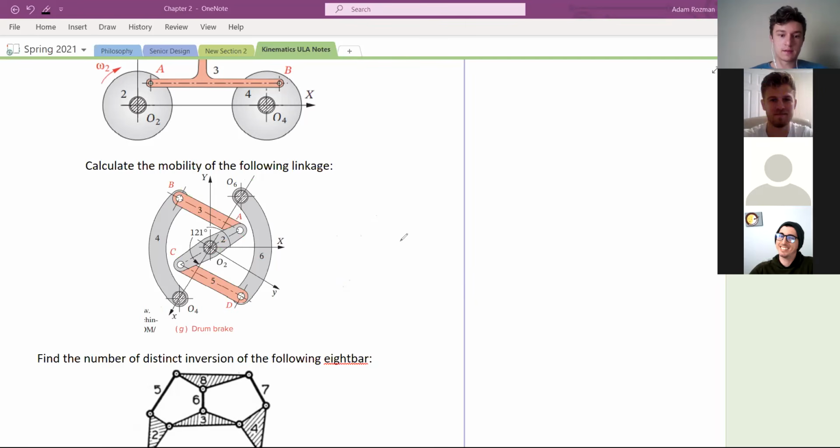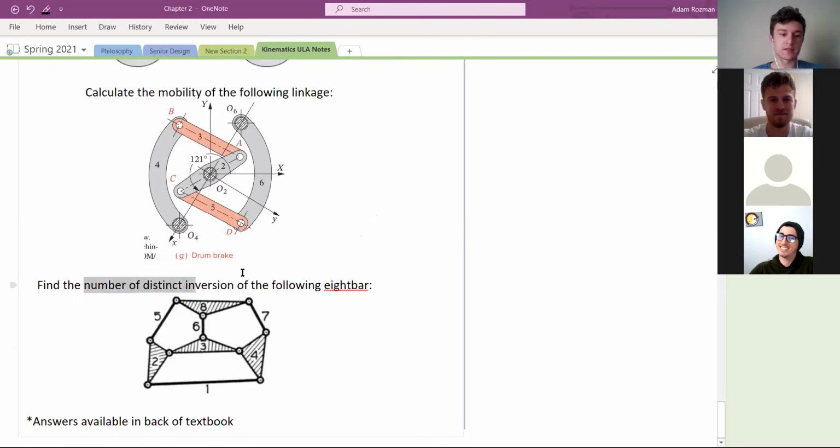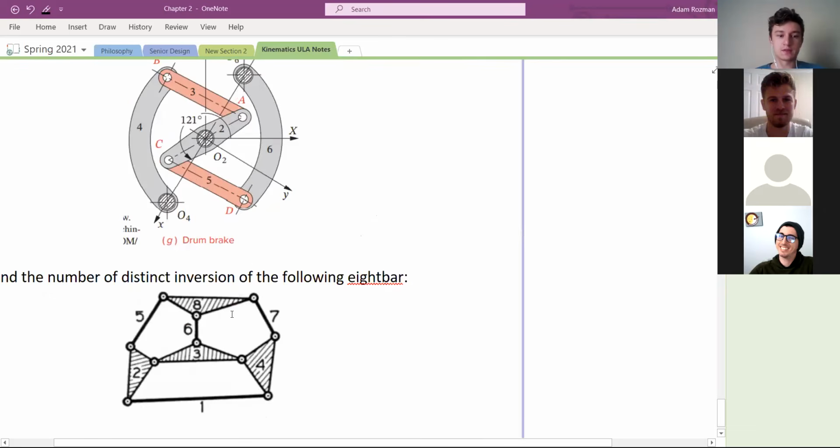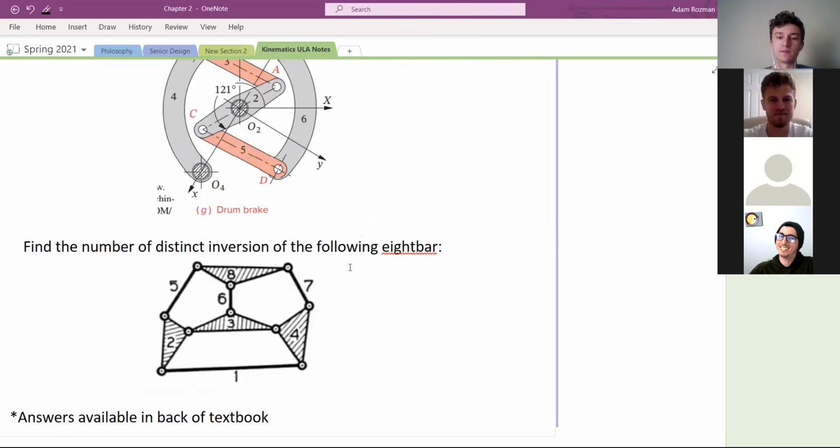And now, oops. You guys had some questions like this, I think, on your homework. So I like to just kind of go over finding distinct inversions of an 8-bar. So does anyone want to share their method of solving these questions? Yeah, I can. Okay, go ahead.